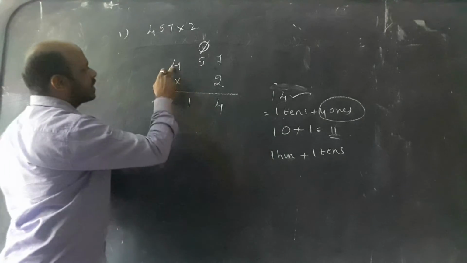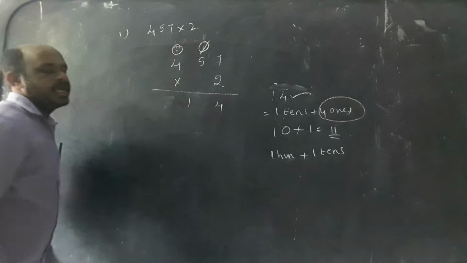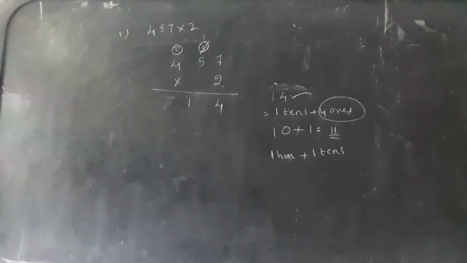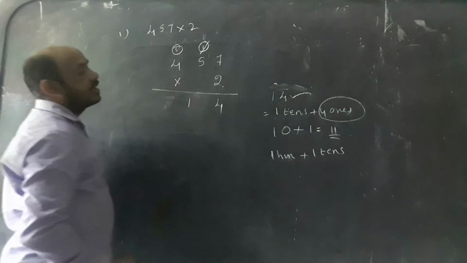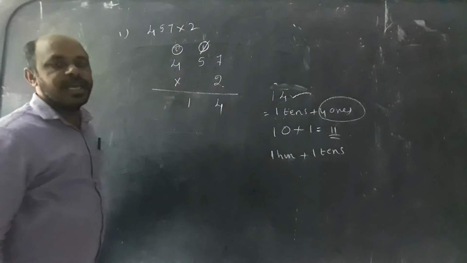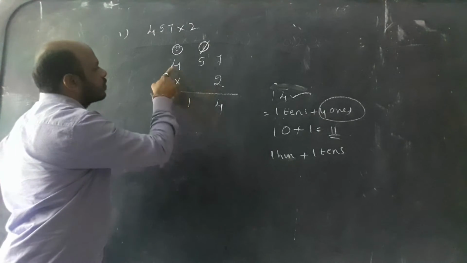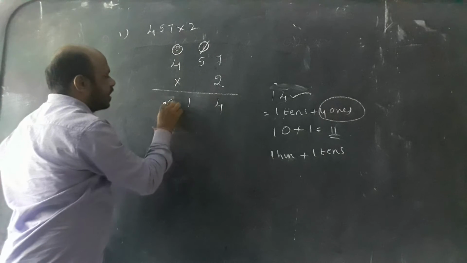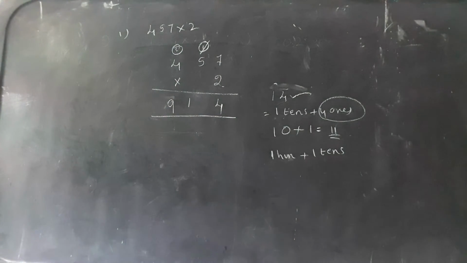Next, the hundreds place also will be easy. Sorry, we have to keep the carry 1 for the hundreds place. Next, 2 to tens place 1. Next, which place is there? The hundreds place. The hundreds place is what? It will be easy: 4. We have to see here, 4 2s are 8. 8 plus 1 is 9. 8 plus 1 is 9.